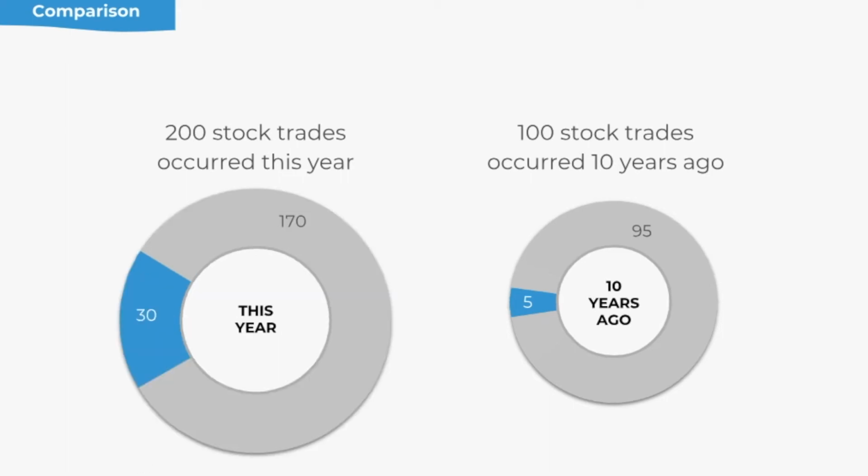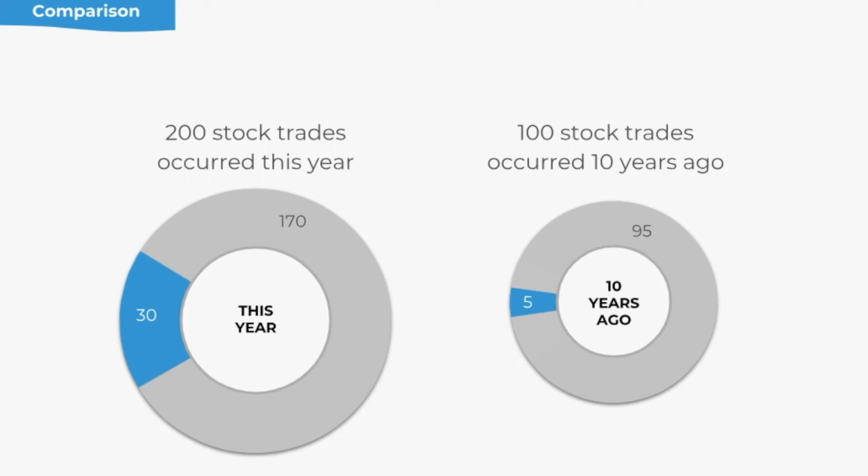If, on the other hand, there were 200 stock trades that occurred this year, then 15% of that 200 would be 30. And so there would be more stock trades that involve fraud this year than 10 years ago. So what really was important here is the number of stock trades that are occurring within each time period. Even though we know the percentage of them that involve fraud, without knowing the total size of the pie in each year, we wouldn't be able to say whether more or fewer stock trades actually involve fraud.